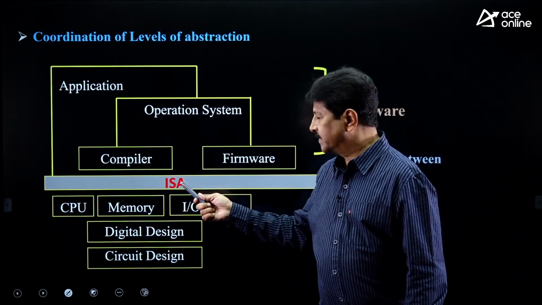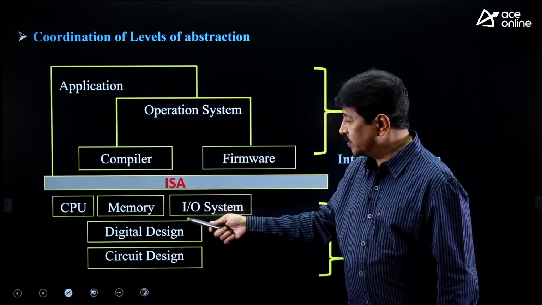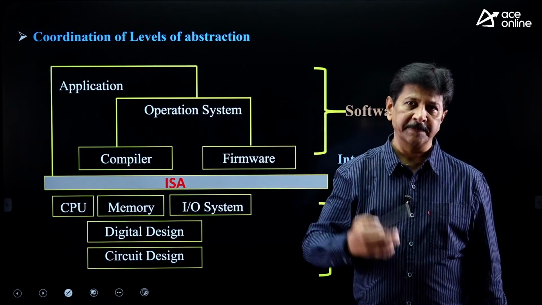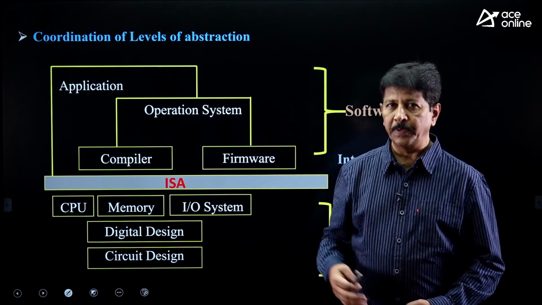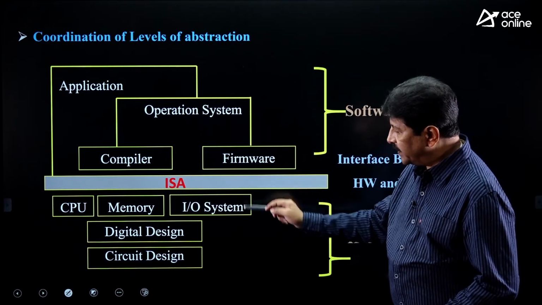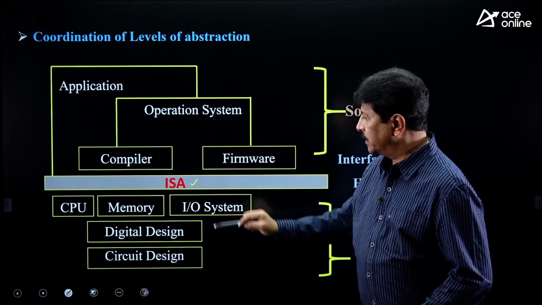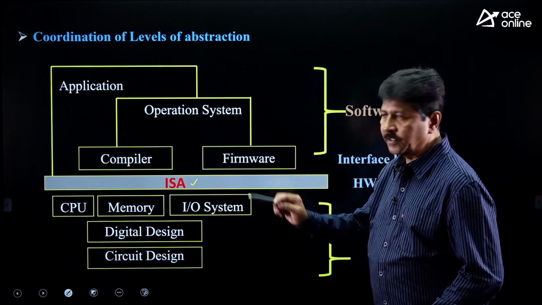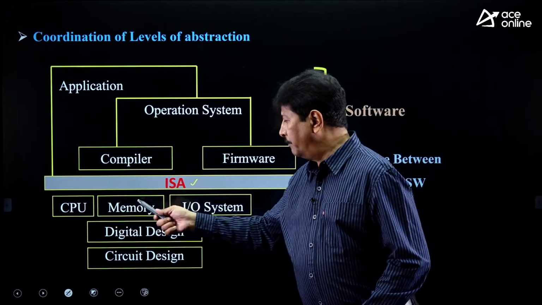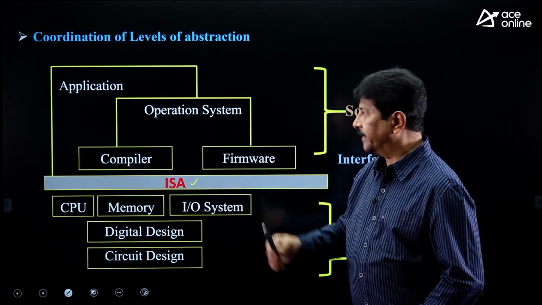The duty of this is it has to fulfill the requirements of the compiler. At the same time, it has to see that the hardware is simple. So it requires a lot of optimization. Then the bottom part, which is called hardware, is called computer organization. So this is computer architecture and this one is computer organization. Computer organization consists of CPU, memory, and I/O systems. All put together we are going to call computer organization.